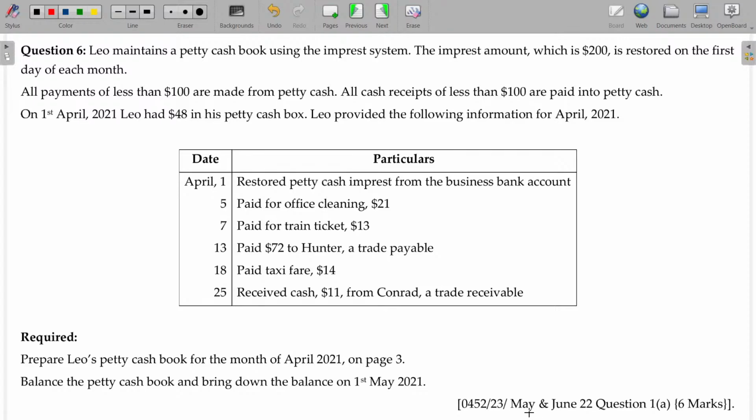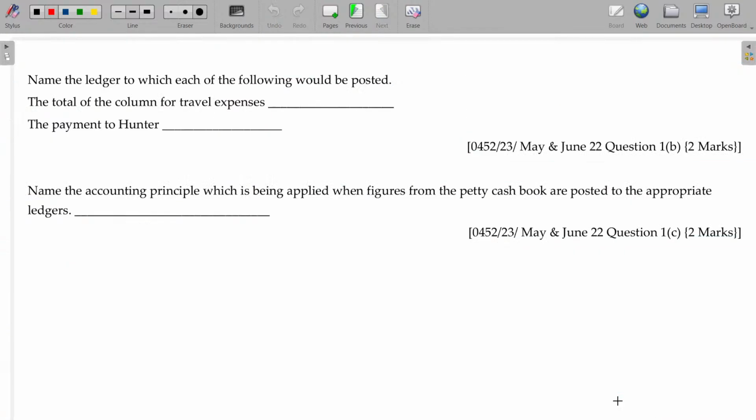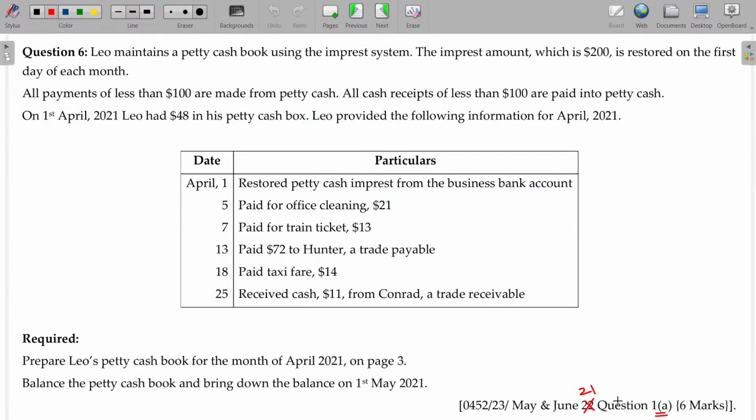So this question was asked in May, June 2021, question number 1A carrying 6 marks, and another 2 marks also given. So we'll finish up that later on. Let's finish up this one first.